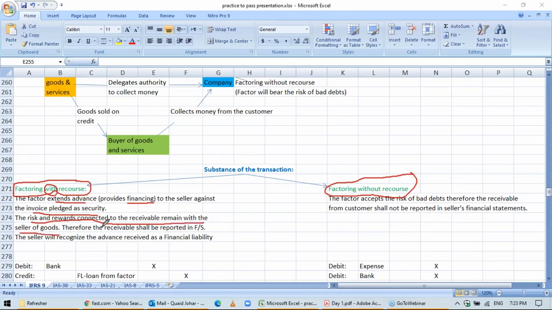So the risk and reward connected to the receivable remain with the seller of the goods. So the receivable is not sold. Therefore the receivable shall be reported in the financials as it is, and the seller will recognize the advance received as a financial liability. So this was what was required in question number 7.